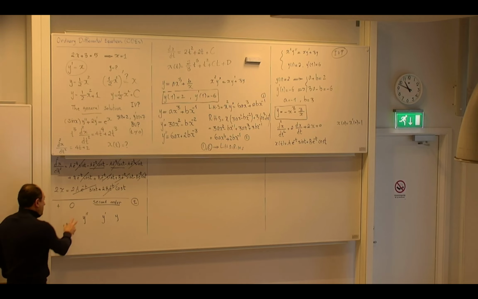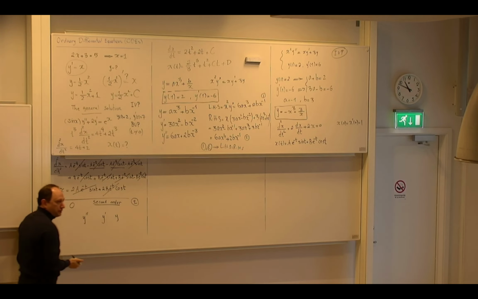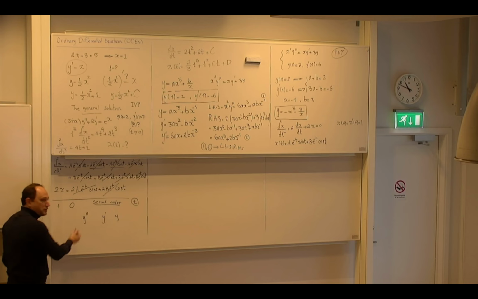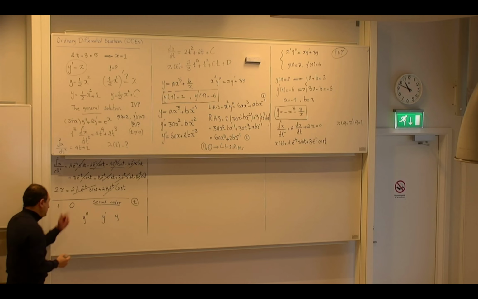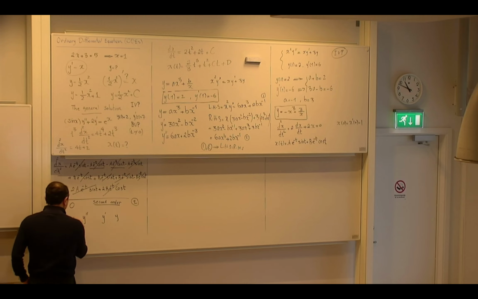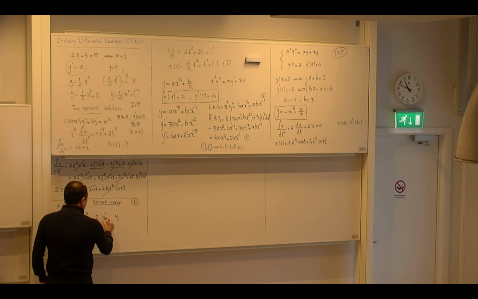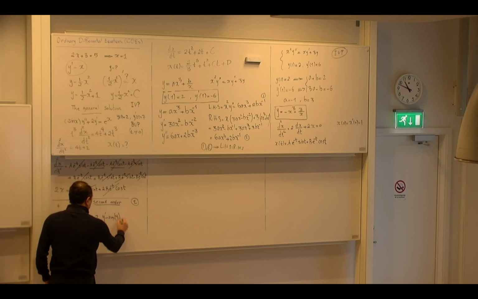But every one of them might have some coefficients. The coefficients might also be involved with y. For example, let me make it simple, I might have e to the power y times y double prime plus, I don't know, 2y prime minus sine of y times y equals a function of t, for example, t squared.